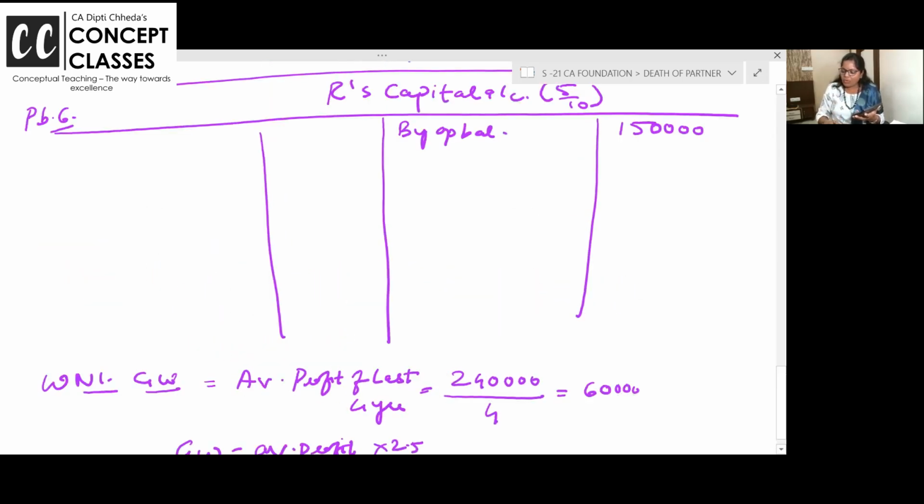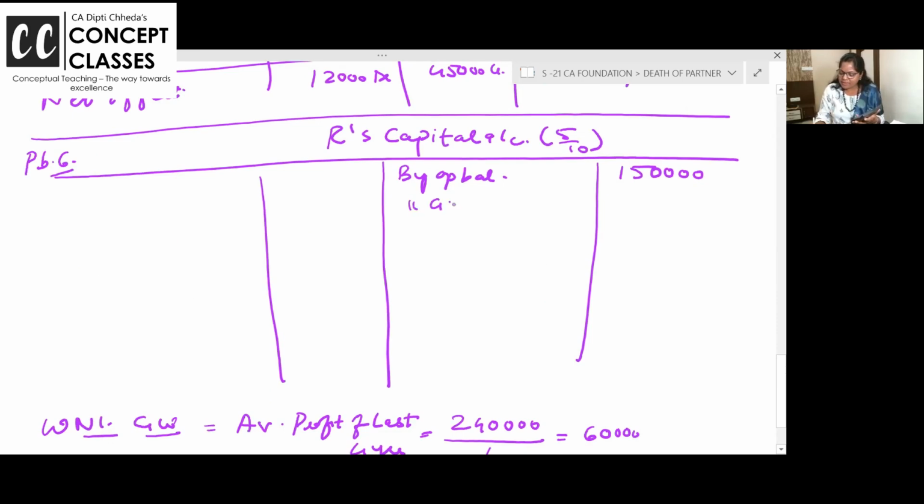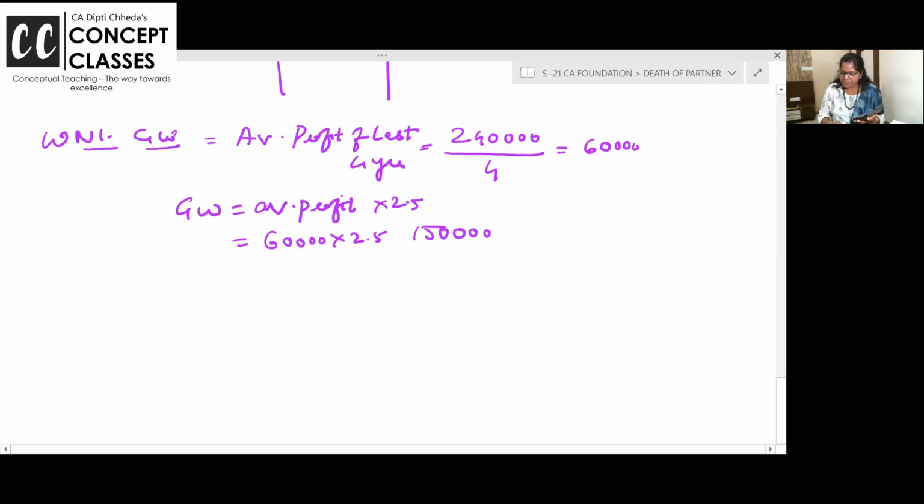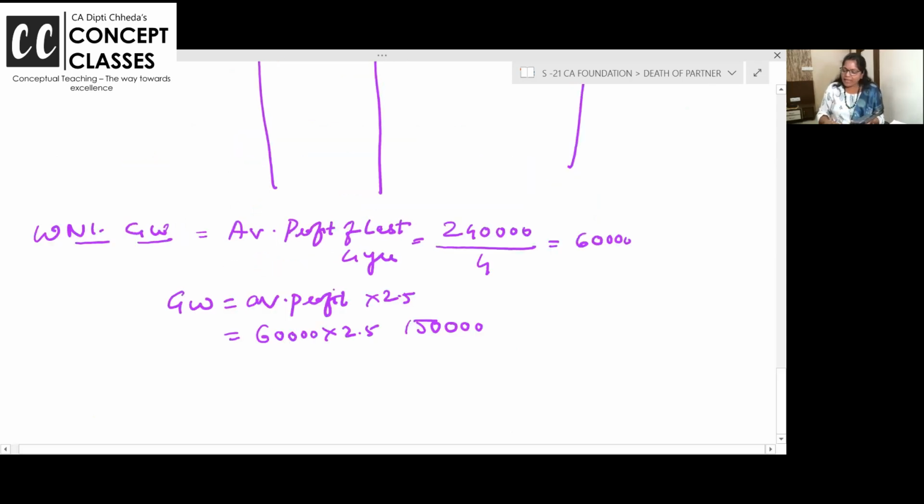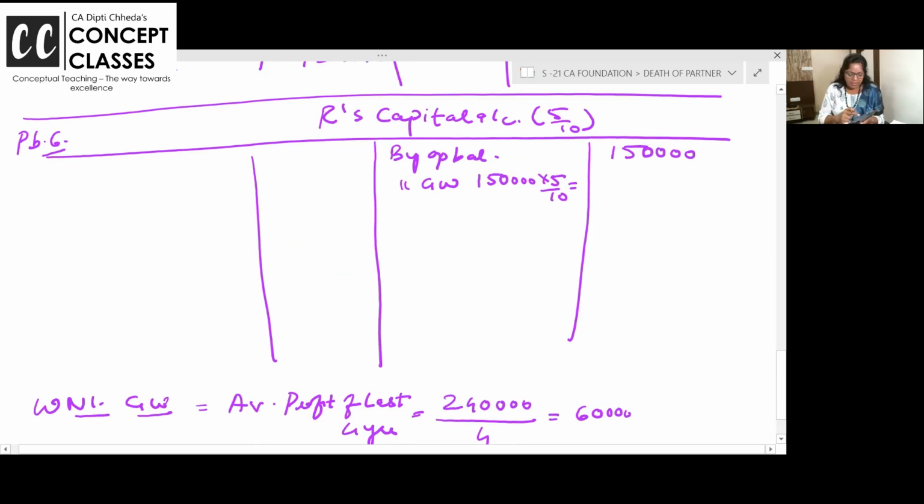Now, we have to give him goodwill's share. So 1,50,000 into 5 by 10. Outgoing partner's capital account credit, remaining partners' capital account debit, but that is not needed right now. How much goodwill are we getting? 1,50,000. In that, what is the share of our 5 by 10? 75,000, give him goodwill, his share. Debit other partners, but we are not preparing the account.